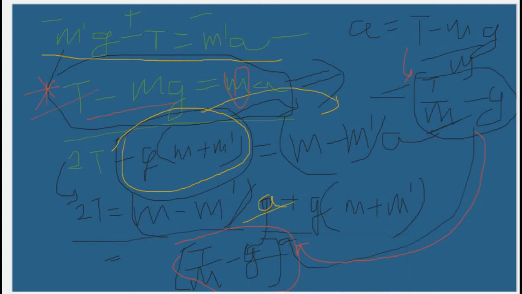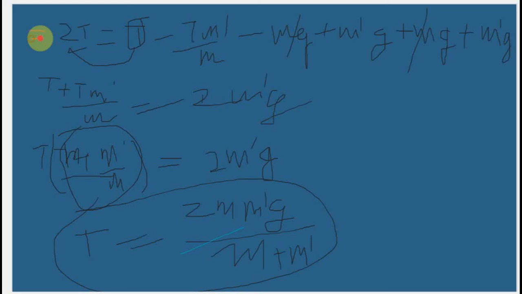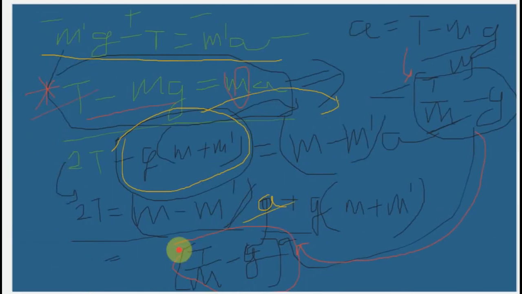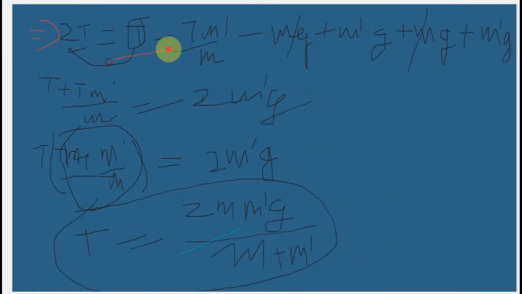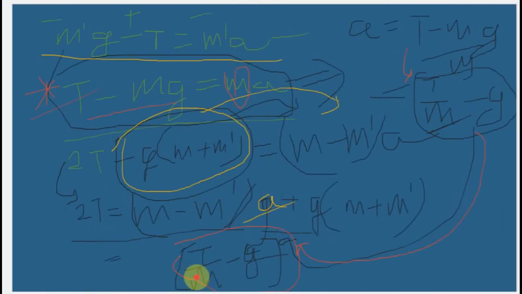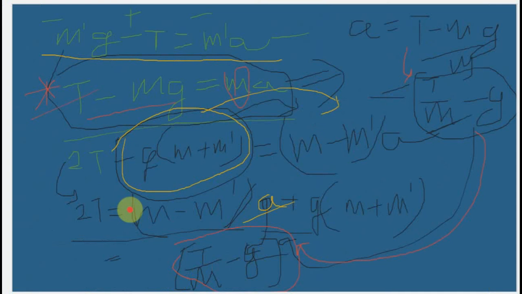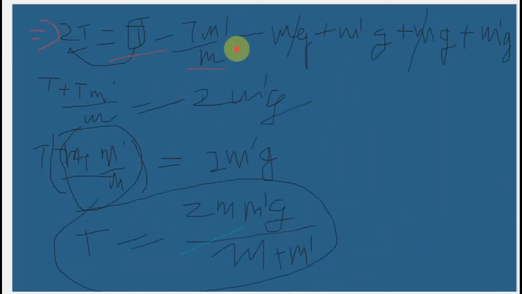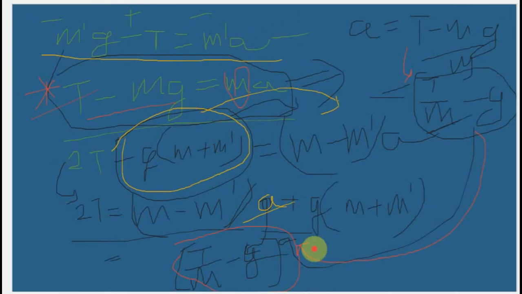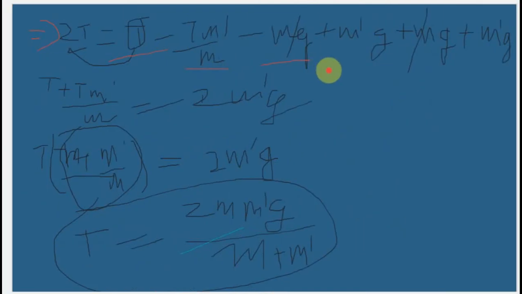So yes, next we do only multiplication. So here T by m into m is equal to T, so we write T. M prime minus m prime into T by m is equal to T minus Tm prime by m, that we write here. Here minus g into m, minus mg, we write here. Then minus m prime into minus g is equal to minus minus plus, so plus m prime g, so we write here.